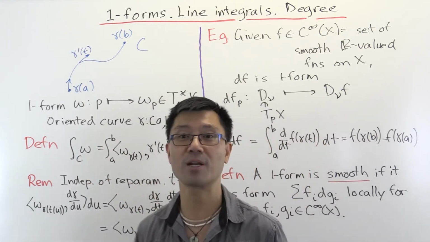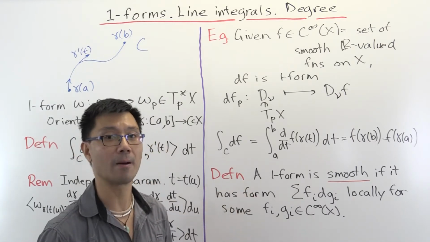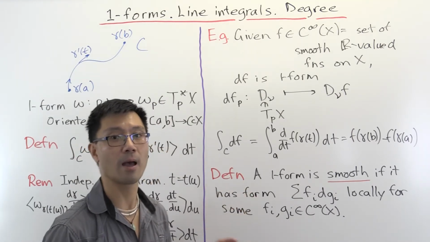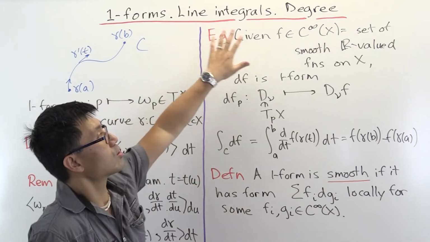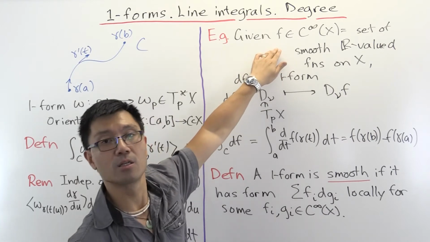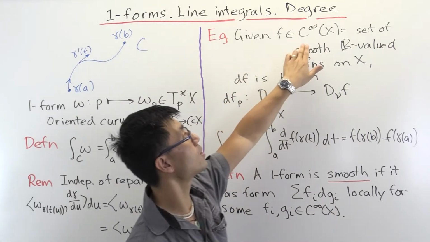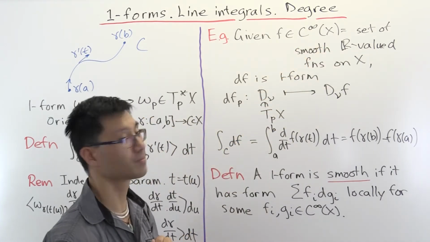Let's look at a simple example. This one's fairly basic, and it's not too interesting, but it gives rise to lots of important phenomena. Suppose we have a smooth real valued function on X. The set of these will be denoted C infinity of X.